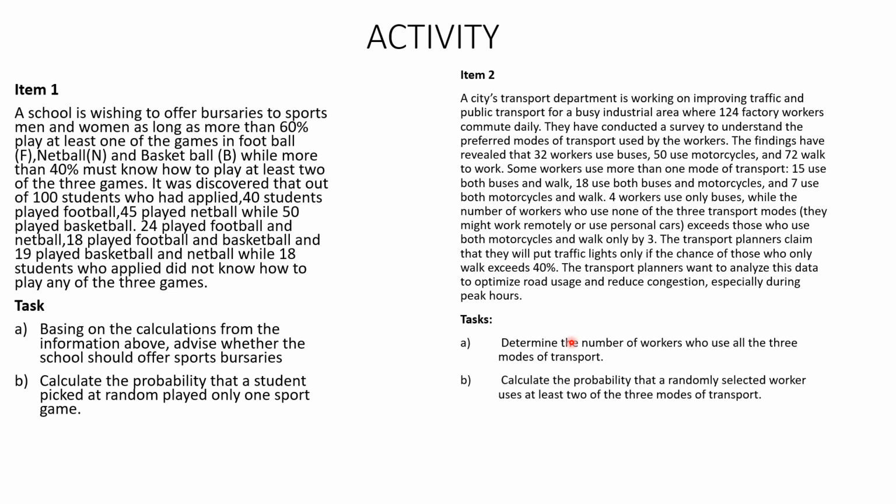And then part B says calculate the probability that a randomly selected worker uses at least 2 of the 3 transport modes. And then the last part, advise the transport department based on your calculation whether to put lights.